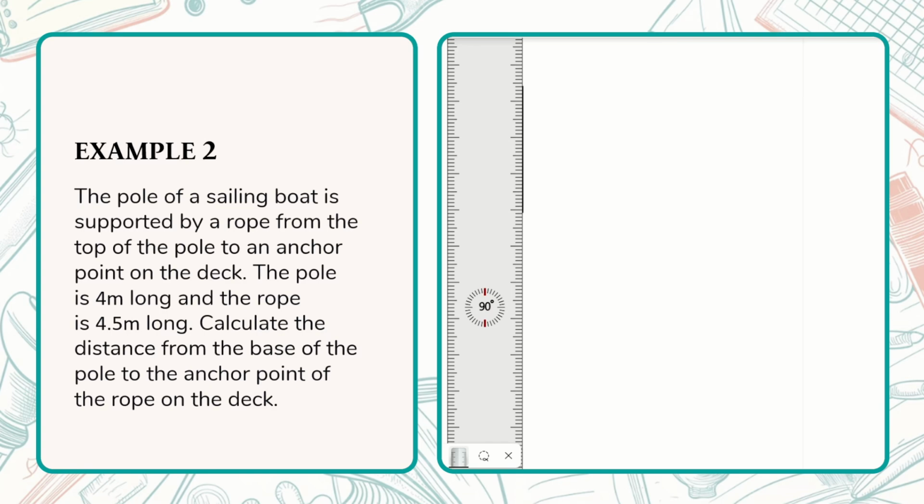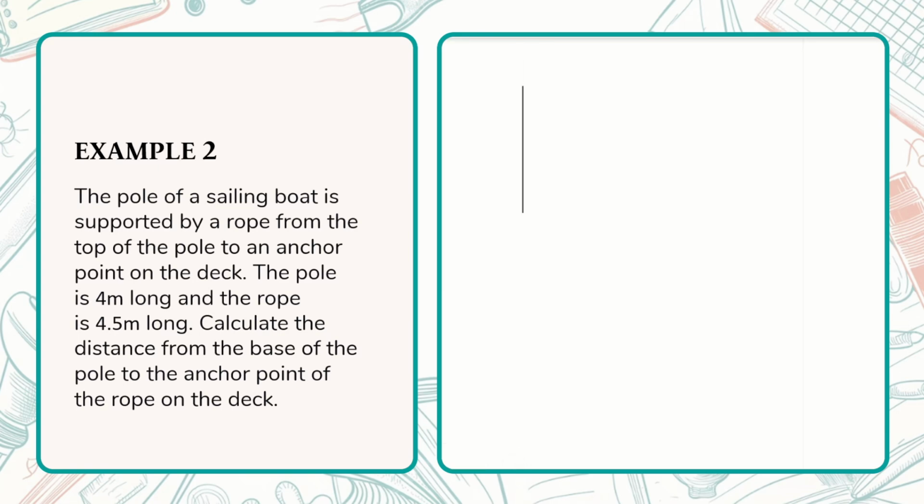Let's say it's just 4 meters, right? So that is our pole. Now the rope, we could put it from the top here, and extend it down here, and then we can join. Once we join, realize that we form a right angle triangle here.